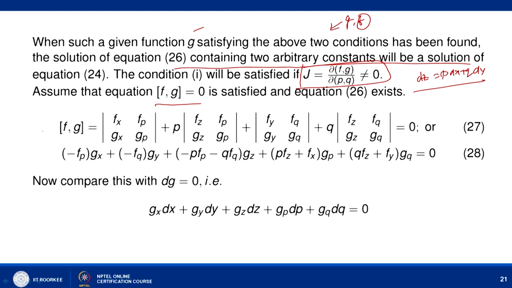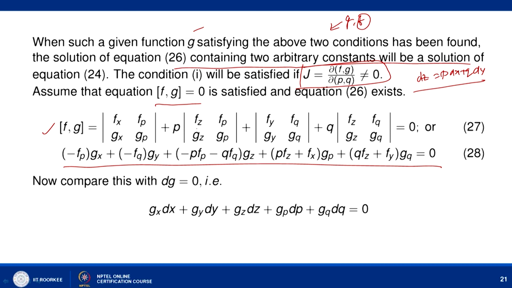Now, look at the bracket f, g. It is the determinant of f_x f_p, g_x g_p, plus p times the determinant of f_z f_p, g_z g_p, and so on. This expression has to be equal to 0, and if we simplify, I can write this expression as: minus f_p g_x minus f_q g_y minus (p f_p plus q f_q) g_z plus (p f_z plus f_x) g_p plus (q f_z plus f_y) g_q equal to 0.